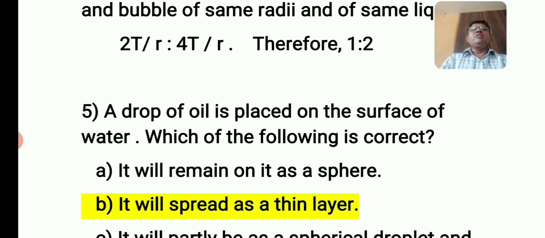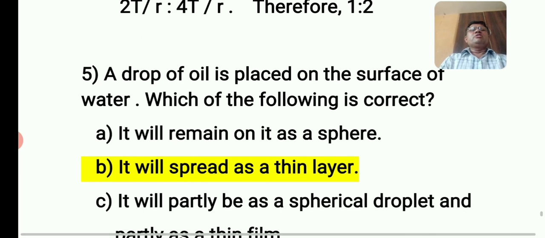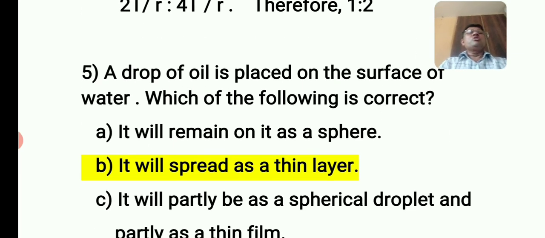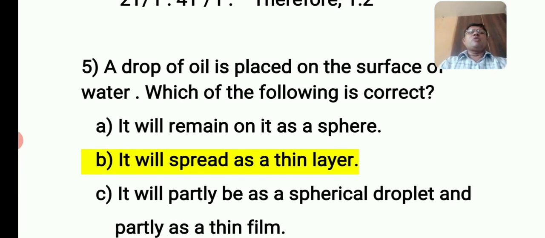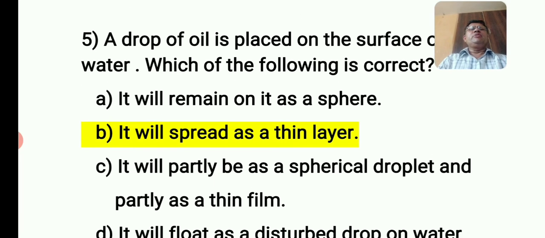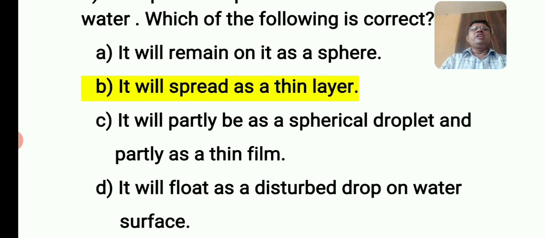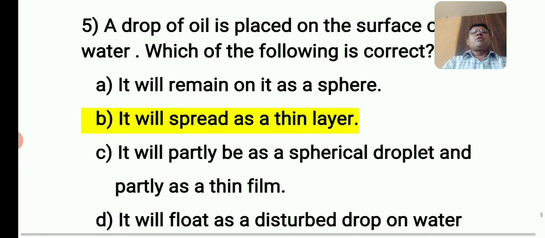And the last question. A drop of oil is placed on the surface of water. Which of the following is correct? Option A, it will remain as a sphere. B, it will spread as a thin layer. C, it will partly be a spherical droplet and partly a thin film. And D, it will float as a distorted drop on the water surface. So here our answer is B.